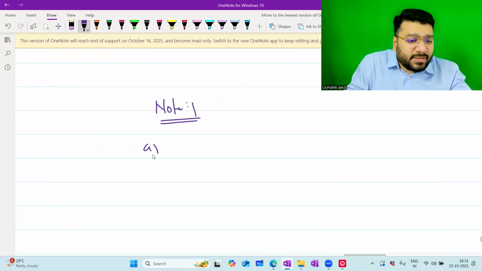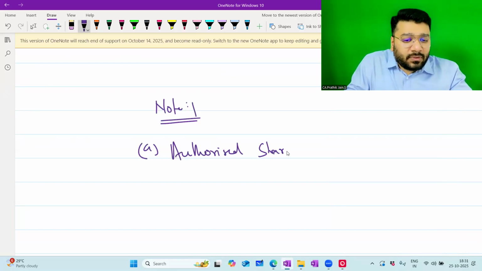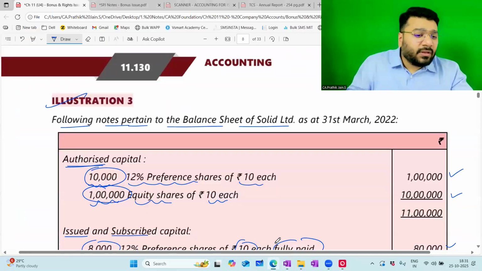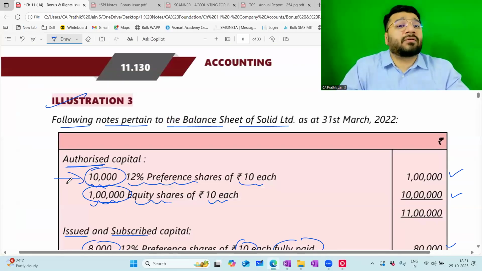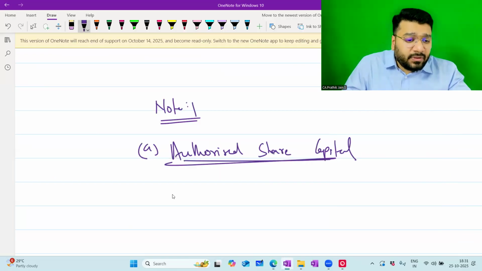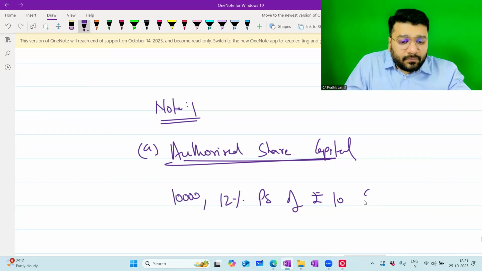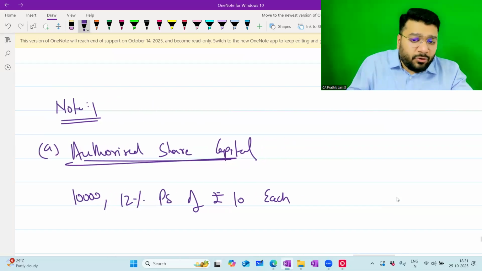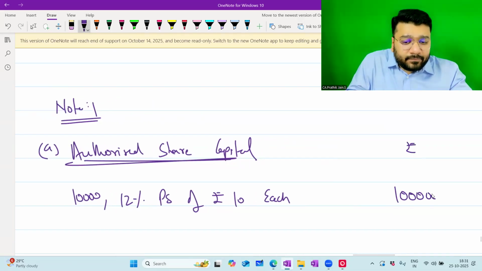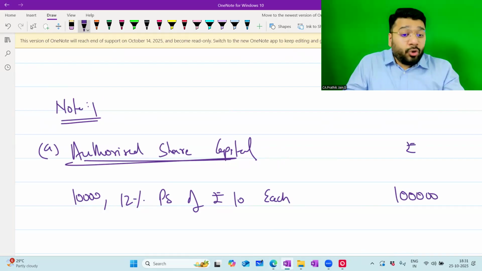In note 1, the first item is authorized share capital. How will you write it? Guys, did we increase the authorized share capital of preference share? Preference share? No. As it is, copy paste. 10,000 quantities of 12% preference share of rupees 10 each. How much is it in rupees? 1 lakh. Now here be very careful. Don't copy paste as it is.